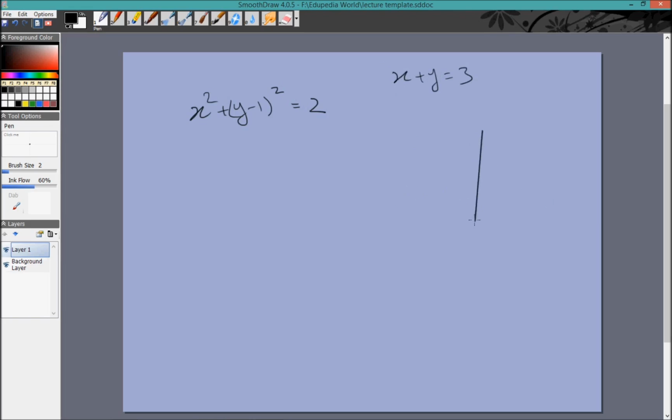So let me try to draw a figure. The center of the circle is at (0, 1) and the radius is root 2, so the circle will be something like this. And we are given x plus y is equal to 3. That line will be something like this. This point is given to be P. And there are two other points, Q and R, at which this circle touches the two ellipses. We are given that PQ equals PR equals 2 root 2 by 3.